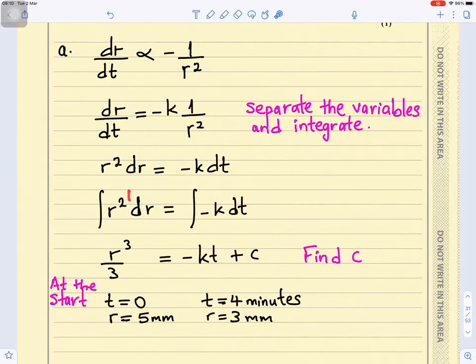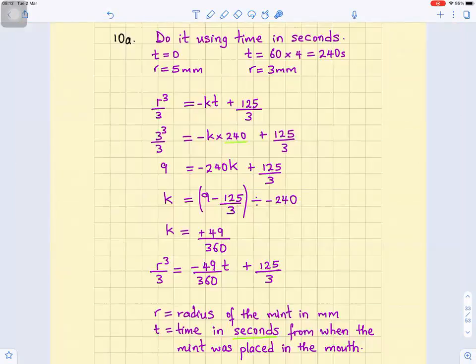When you integrate, you add 1 to the power and divide by the new power. So it becomes r cubed over 3. And since k is a constant, when you integrate minus k, you just get minus kt plus c. And we need to find c, the constant of integration. We know at the start, t equals 0, r equals 5 millimeters. And when t equals 4 minutes, r equals 3 millimeters. So we're going to do it using the time in seconds.